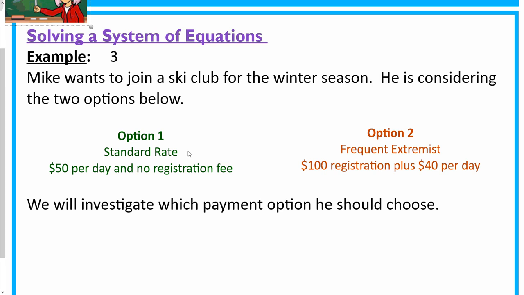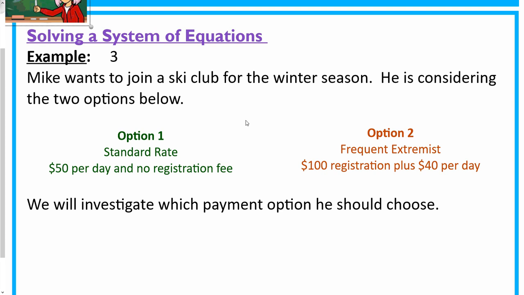Let's say he skis 20 times, right? So 20 times $50. If he goes out 20 times, then 20 times $50 is going to be $1,000 for the season. If he takes option 2 and skis 20 times, it will cost him 20 times 40, which is $800, and then plus another $100 would be $900. If he skis 20 times, then option 2 is definitely better.